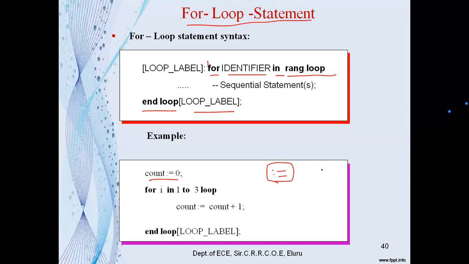And what about the signal assignment operator? This is called the signal assignment operator. Look at these two here. This is called the variable assignment operator, and this symbol is called the signal assignment operator. So now count is a variable here. It is not a signal. It is a variable object. Okay, let it be.